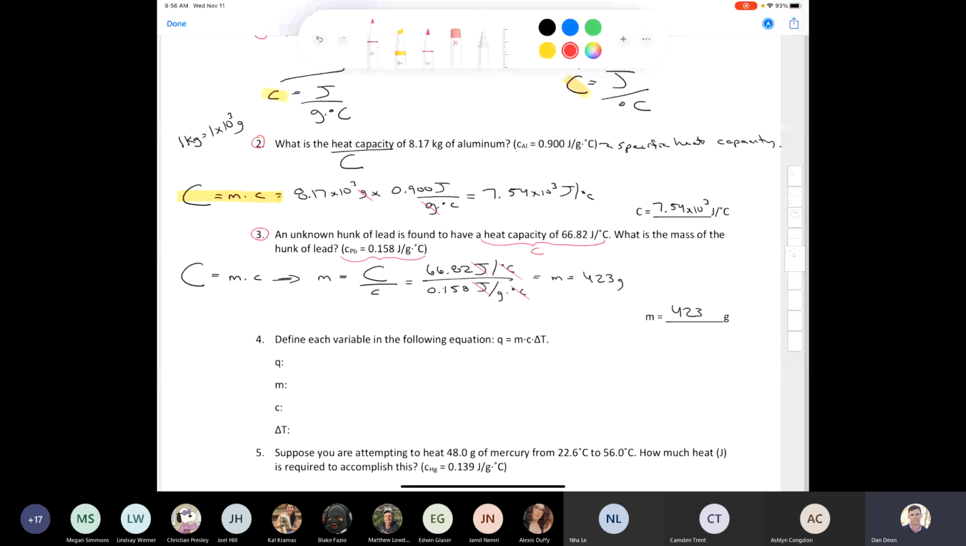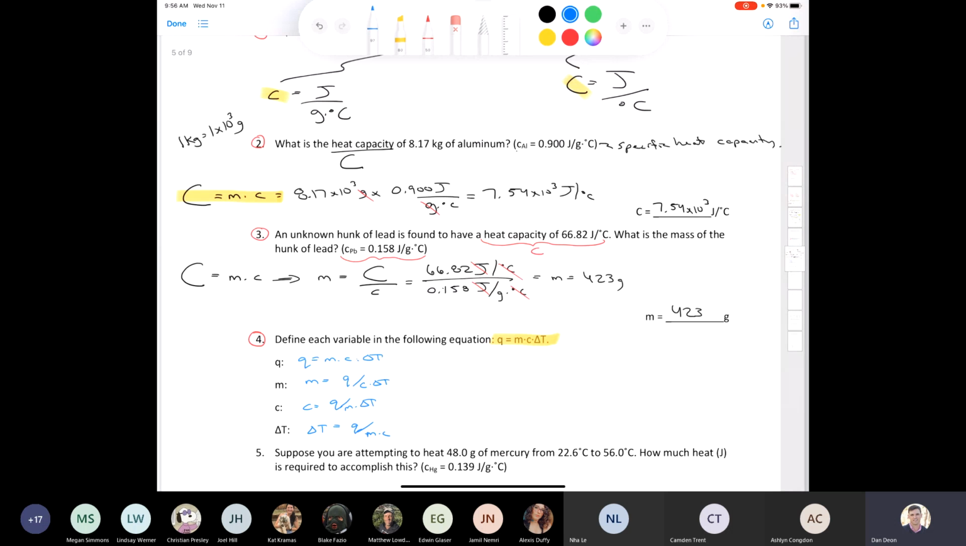Question number 4 is maybe designed for students that have trouble deriving formulas. But I would think that, if you're given a formula like Q is equal to M times C times delta T, you should be able to derive M is equal to Q divided by C times delta T, C is equal to Q divided by M times delta T, and delta T is equal to Q over M times C. You should be able to derive those in 1 second, okay? I'd say that's the most basic algebra that you would look at in university.